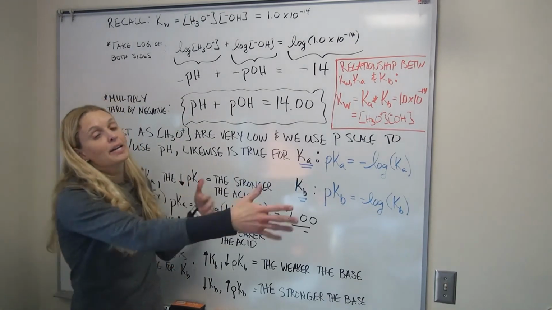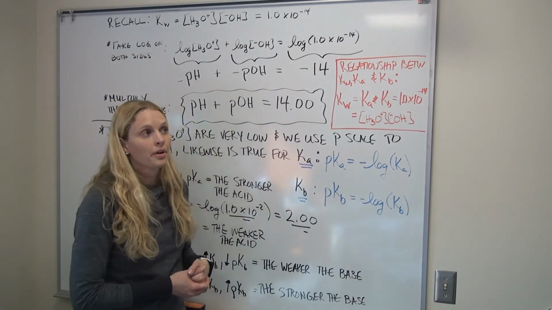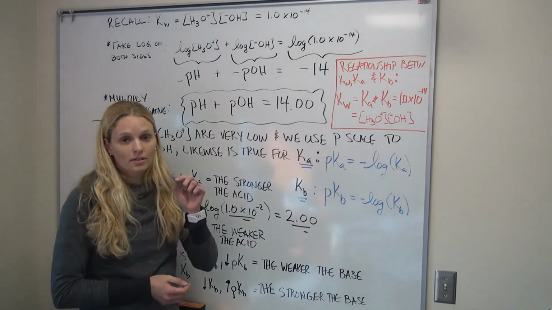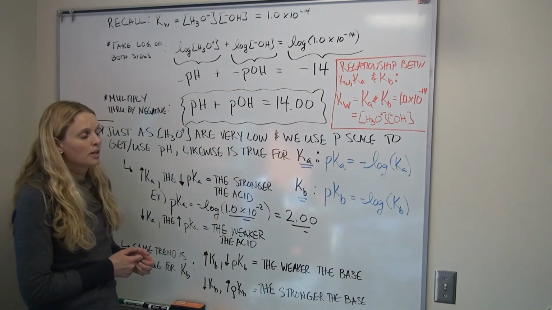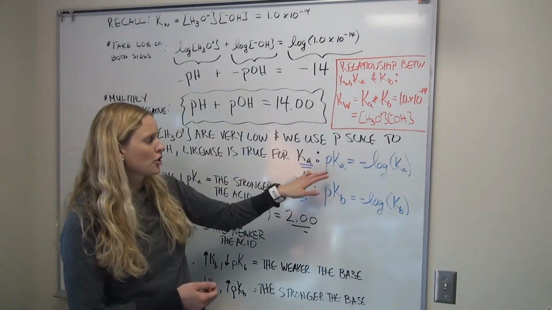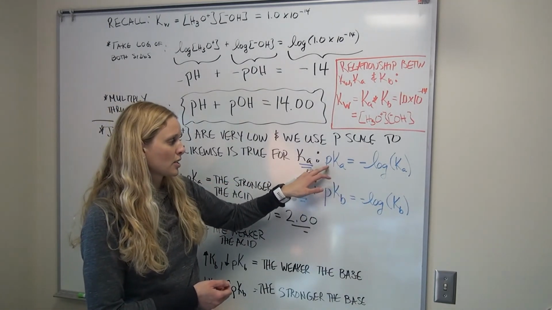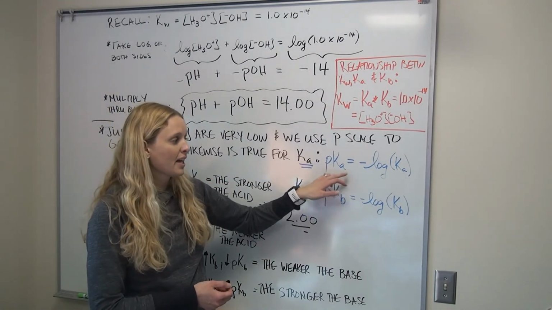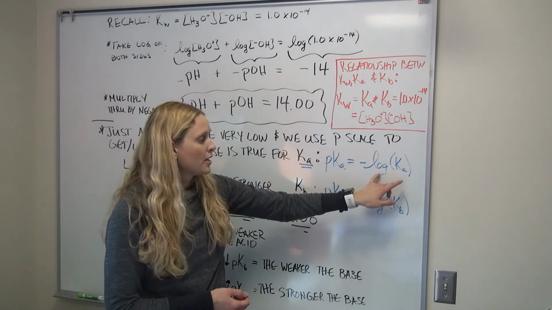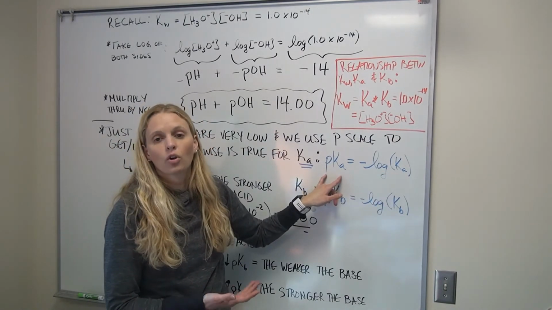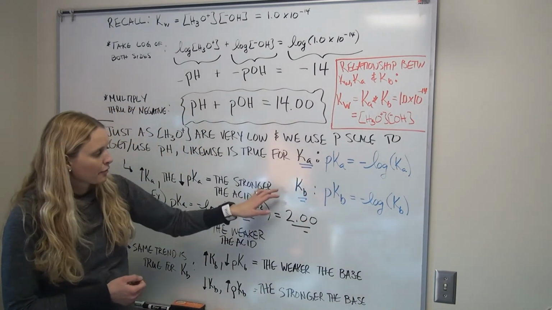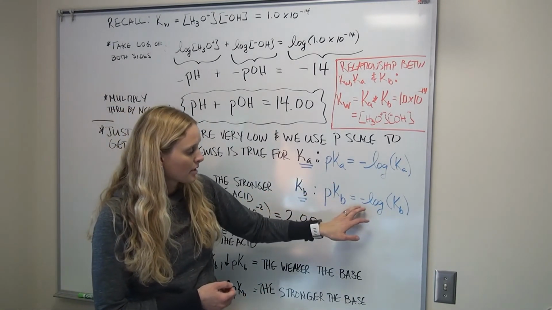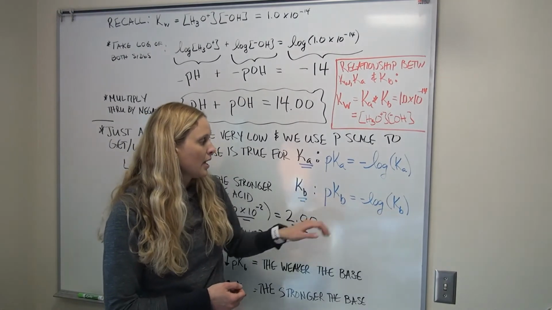So 1 times 10 to the minus some large number in the exponent gives us many, many decimal places. So it's a really small number. Again, we can just use that same calculation. Instead of pH, we can do pKa, negative log of Ka, and then represent that as a larger number as an integer. And the same thing for Kb: pKb is equal to negative log of Kb.